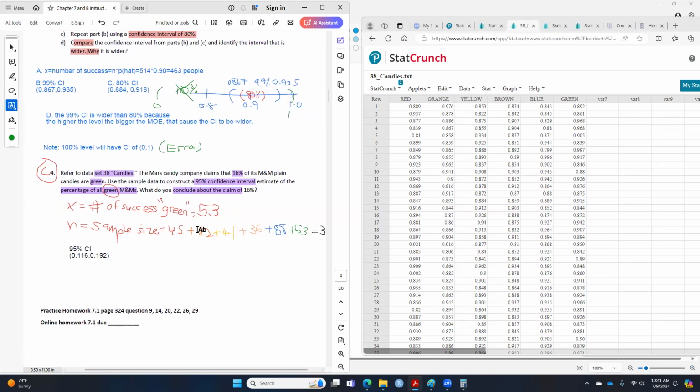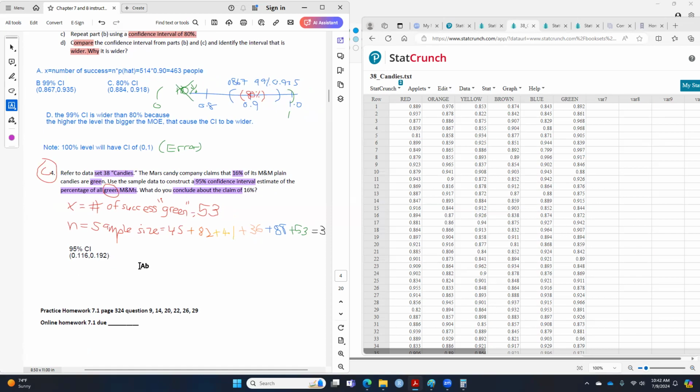Then the next question, we are still not finished, is asking us what do you conclude about the claim of 16%? So every time they ask you about this conclusion, about this 16% or whatever percent they give to us, they're asking us: is 16% inside or outside this confidence interval?